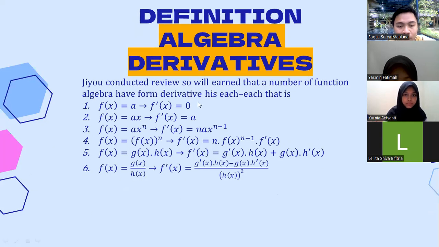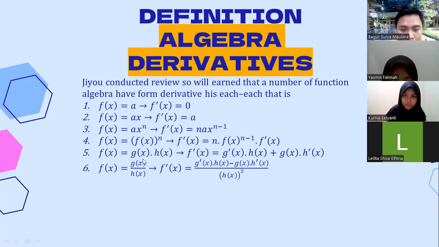But from the definition, we can make it simpler with several derivative formulas. If f(x) = a, the derivative is 0, and if f(x) = a times x to the power of n, the derivative of it is n a x to the power of n minus 1. And for a function f(x) to the power of n, the derivative is n times f(x) to the power of n minus 1 times f'(x).